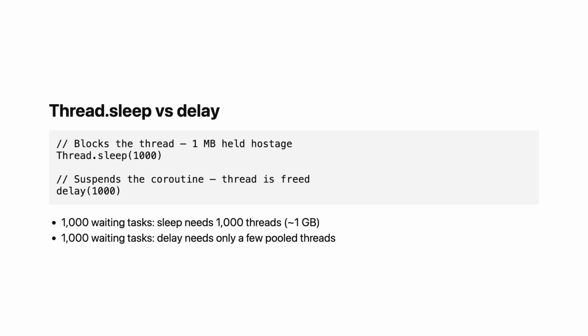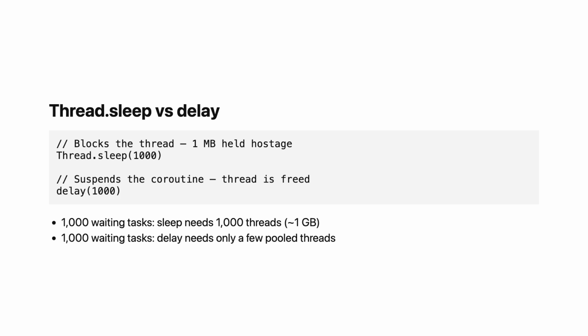Now consider delay, the coroutine version. When you call delay for 1 second, the coroutine suspends. It saves its state, and the thread it was running on is released back to the pool, free to execute other coroutines. When the second is up, the coroutine resumes, possibly on a different thread entirely. The result is the same from the developer's perspective. Code pauses for 1 second, but the cost is vastly different. Thread.sleep holds a thread hostage. Delay lets the thread go help someone else.